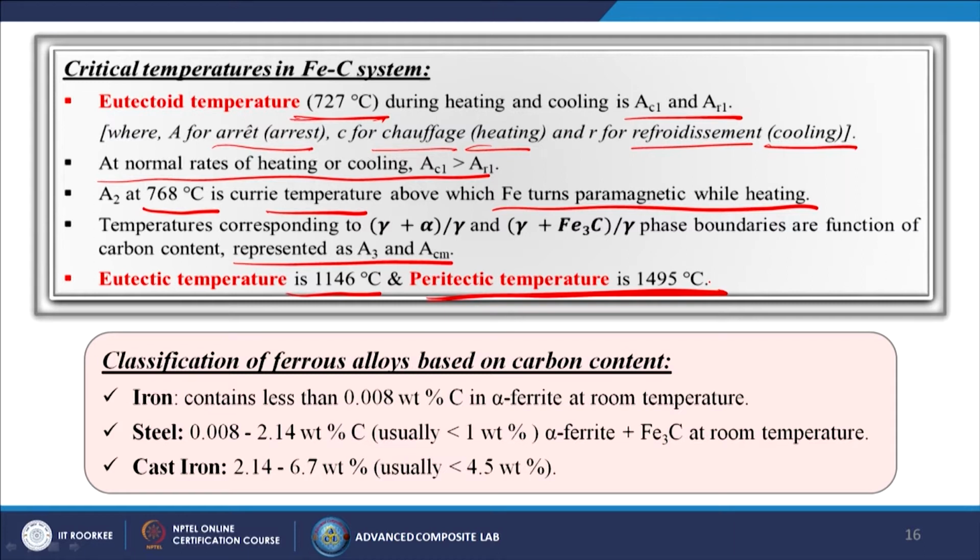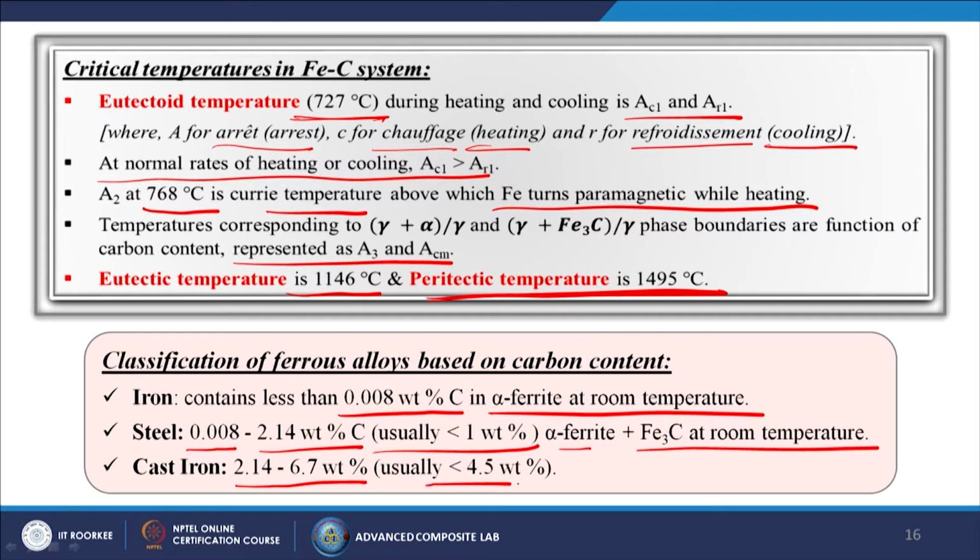Now what is the classification of ferrous alloys based on carbon content? Iron contains less than 0.008 weight% of carbon in alpha ferrite at room temperature. Steel is from 0.008 to 2.14 weight% carbon, usually less than 1 weight%, alpha ferrite plus Fe3C at room temperature. Cast iron generally has carbon percentage from 2.14 to 6.7 weight%, usually less than 4.5 weight%.